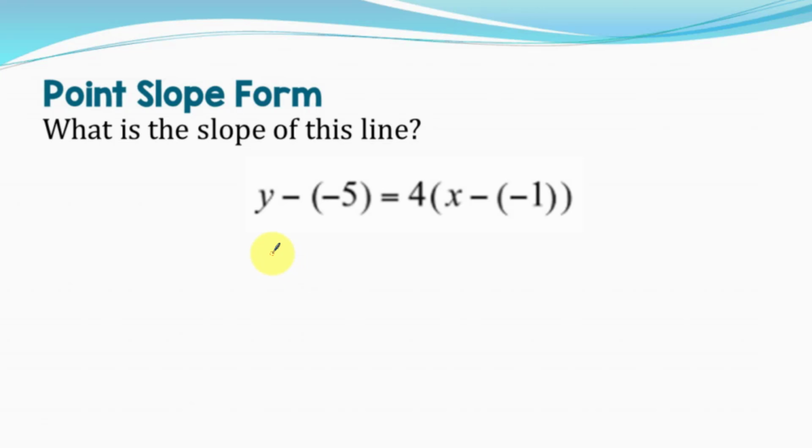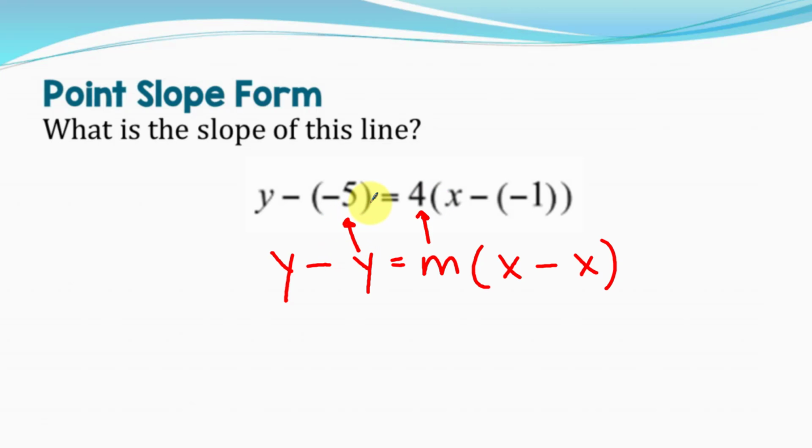Alright, so in this, y minus y1 equals slope times x minus x1. So the slope of this would be the 4, and then the point that is in this line would be the point -5, and this would be -1. And the slope would be 4. So we're looking at the format of the equation and then matching up to find the values that are in it.